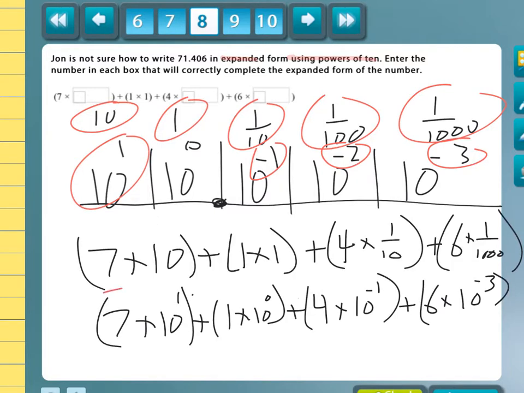This is the Think Central way, 7 times 10, plus 1 times 1, plus 4 times 1/10, plus 6 times 1/1,000th. Here's the intelligent way, 7 times 10 to the first power, plus 1 times 10 to the 0 power, plus 4 times 10 to the negative 1, plus 6 times 10 to the negative 3.